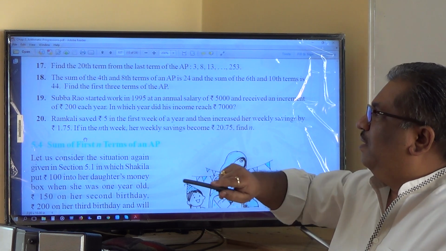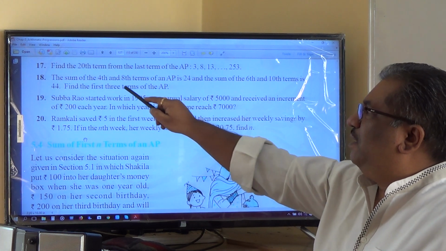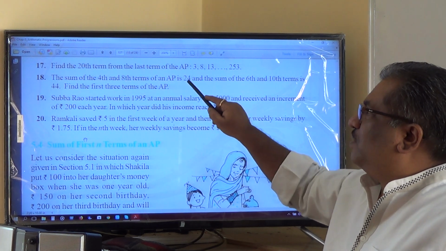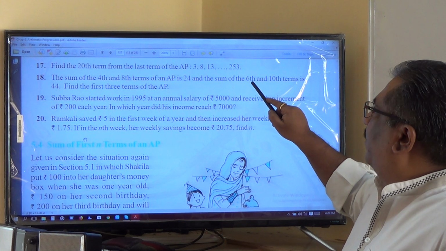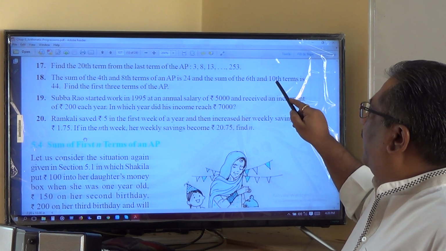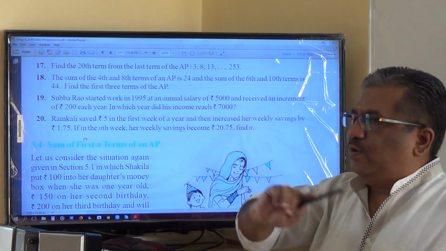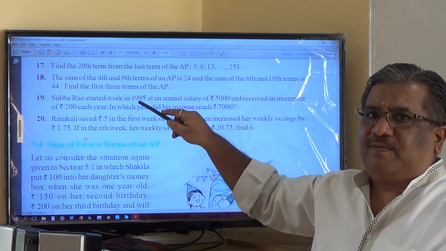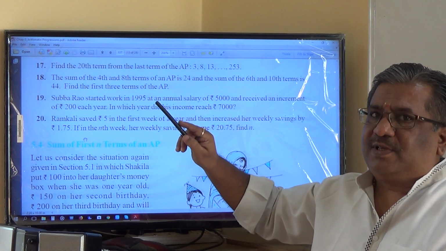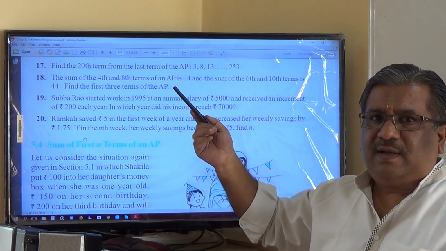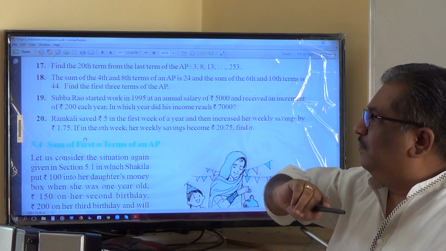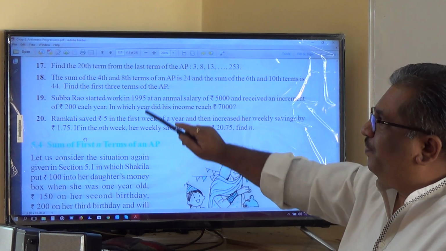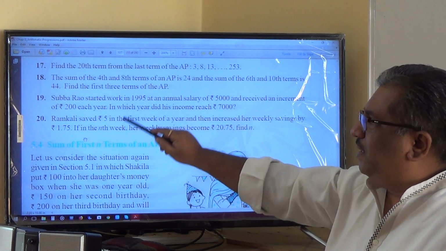Is it not simple? A4 plus A8, A plus 3D plus A plus 7D equals 24. A plus 5D plus A plus 9D equals 44. Two unknowns, two equations. Find A and D. How do you find the first three terms? A, A plus D, A plus 2D. Clear? Very simple. I think you should be able to solve this one. 19th and 20th I will solve.